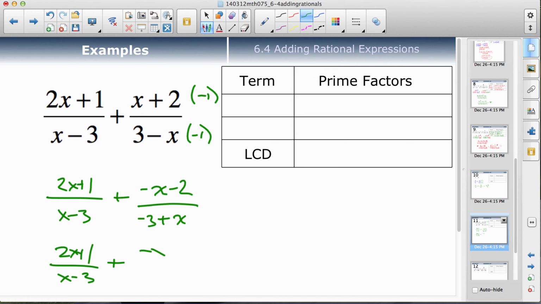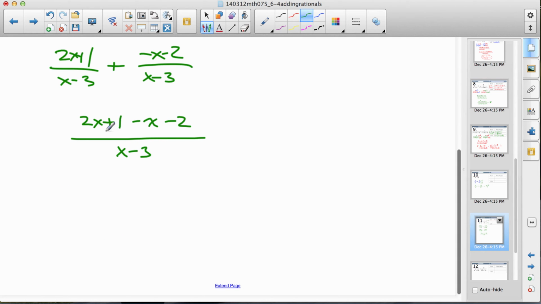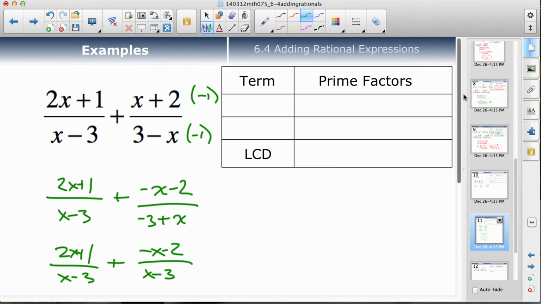Plus -x minus 2 over x minus 3. Now notice that they're identical. The denominators are the same. So now I can just add the top. So it'll be 2x plus 1 minus x minus 2 all over x minus 3. Collect like terms on the top, so it'll be x minus 1 all over x minus 3. That will be my simplification of that one.